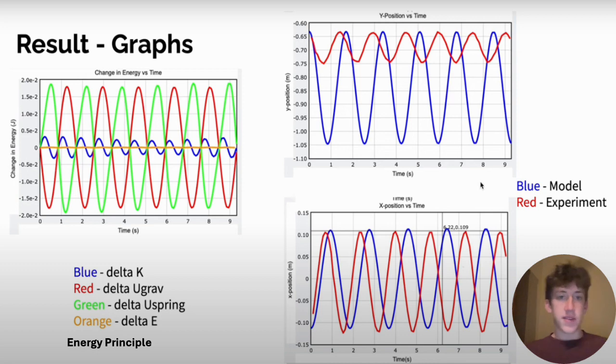These are the resulting graphs from the code. So the y position versus time is pretty different from the model due to error and the code not matching with it, but the x is the same or similar to what the experiment shows. And then the top left is the measurements of the change in the spring constant, the potential energies, and the total energy.